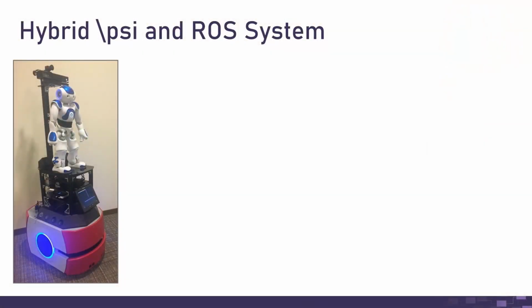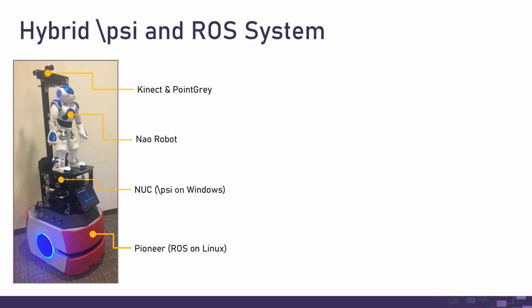Here's the architecture of the system. So the base was a Pioneer LX with a built-in computer running Linux, and that's where we ran ROS. Then we also had on board an Intel NUC running Windows, and that's where we ran Psi. And then of course we have the Now robot, and we have a bunch of other sensors. We have a couple of Point Grey cameras and a Kinect.